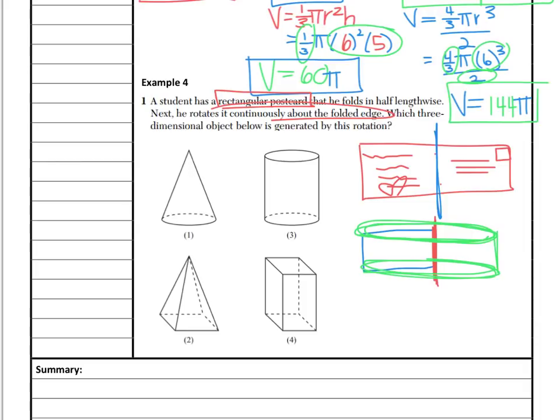So I'm asked what 3D object below is generated by this rotation, aka what's made. And you can see here that even though their picture doesn't make sense, it is this cylinder because I'm taking essentially a door and rotating it around that axis in the middle, like the revolving door we saw in the first example on this type of problem.